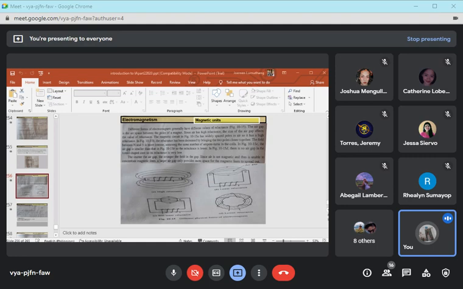In figure A, the magnetic circuit has widely spaced poles in air. So widely spaced poles mean more air gaps, so it has high reluctance.